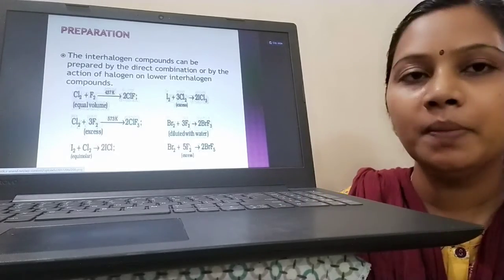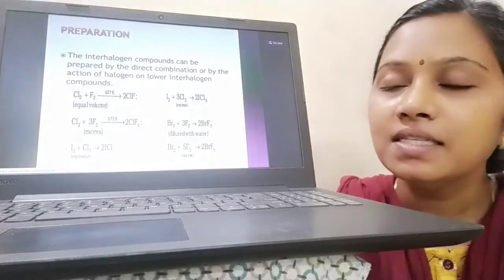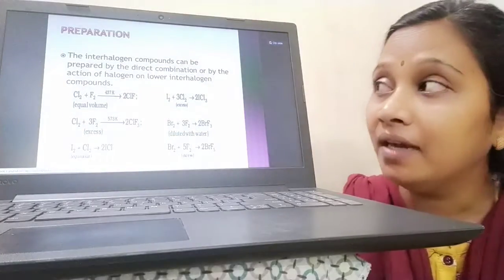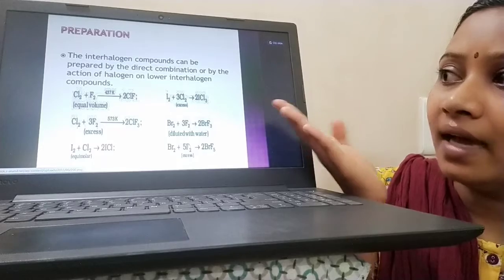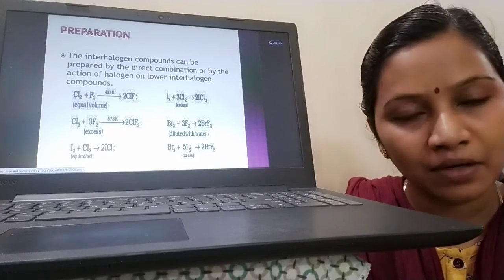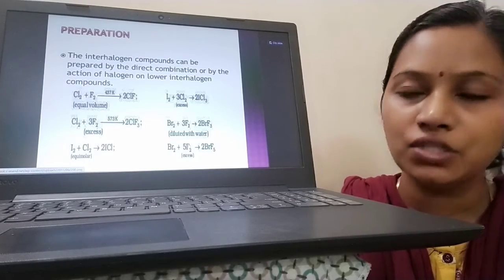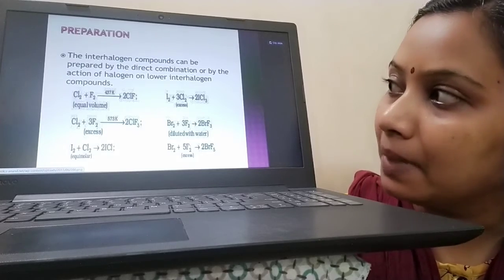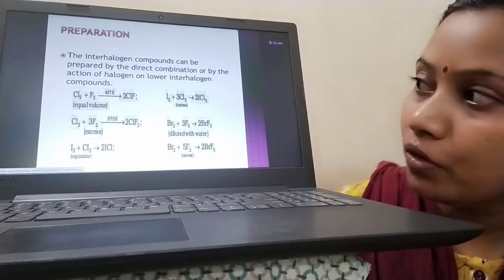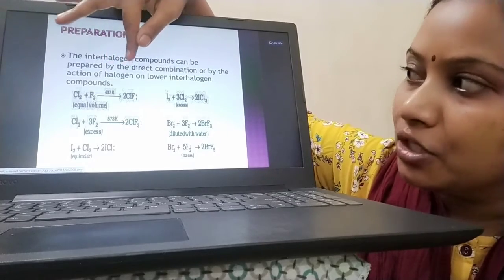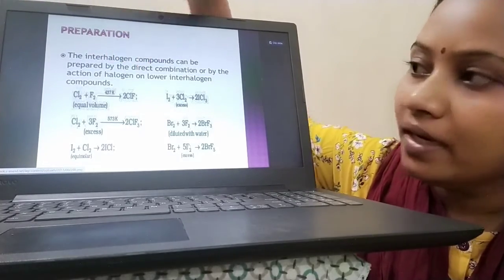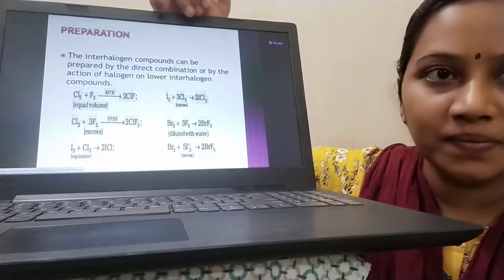So how to prepare interhalogen compounds? See, interhalogen compounds can be prepared when you combine the halogen with lower interhalogen compounds. Let me cite you an example. I have taken equal volumes of chlorine and fluorine at a temperature of 437 Kelvin. So I got the compound chlorine fluoride. Correct.